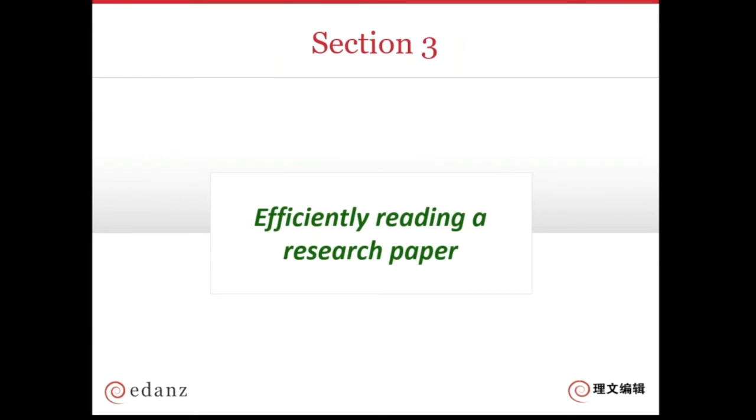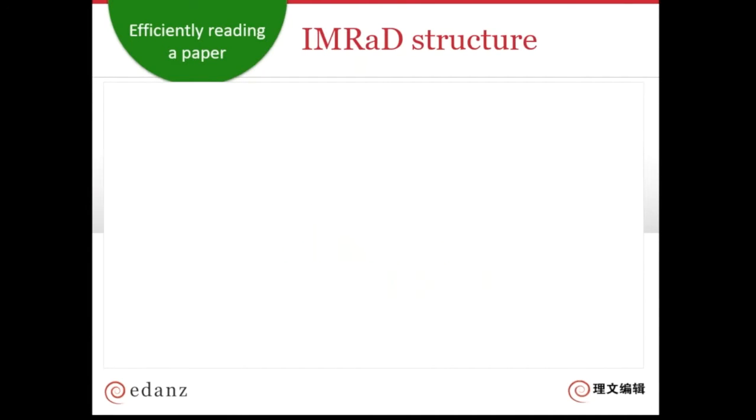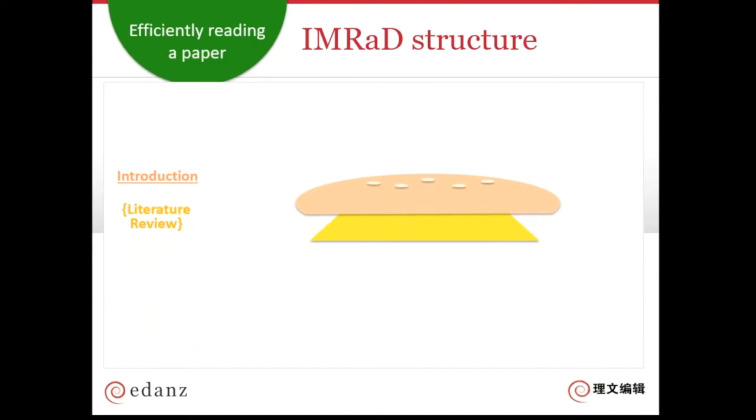Now, the next section is on how to read a paper efficiently. Now, we're going to look at research papers, and this uses IMRaD structure. Now, I'm going to use the burger model, where the introduction is like the beginning of the story or the top of the burger. There might be an optional literature review, that's like the cheese.